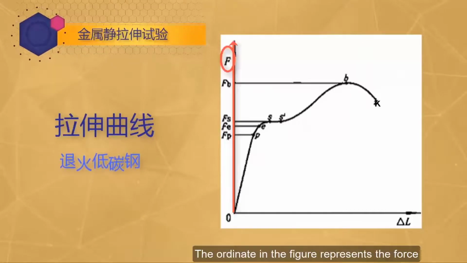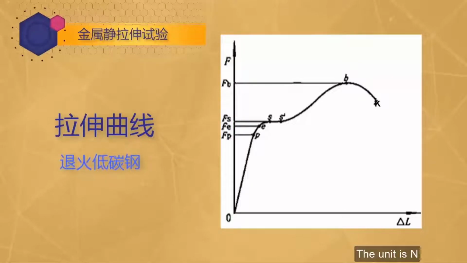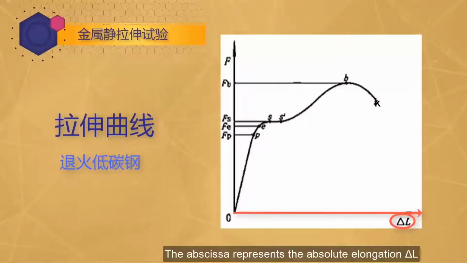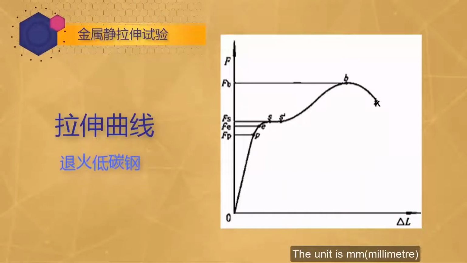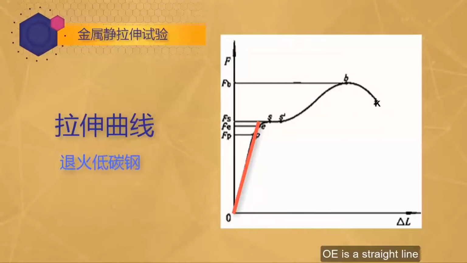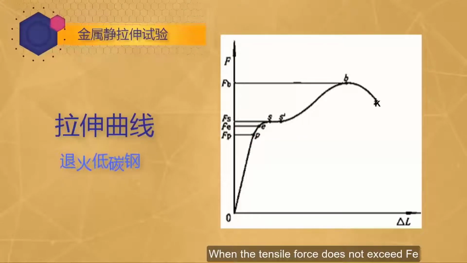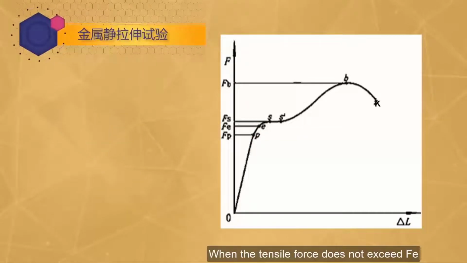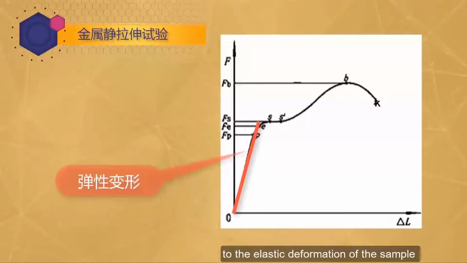The ordinate in the figure represents the force, and the unit is Newton. The abscissa represents the absolute elongation delta L, and the unit is millimeter. In the tensile curve, OE is a straight line. When the tensile force does not exceed Fe, the tensile force is proportional to the elastic deformation of the sample.